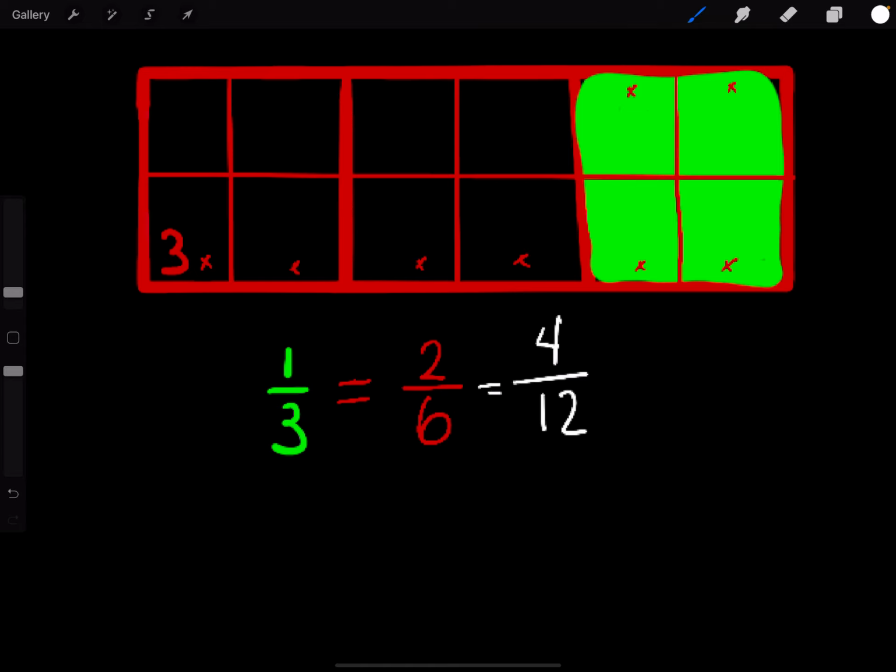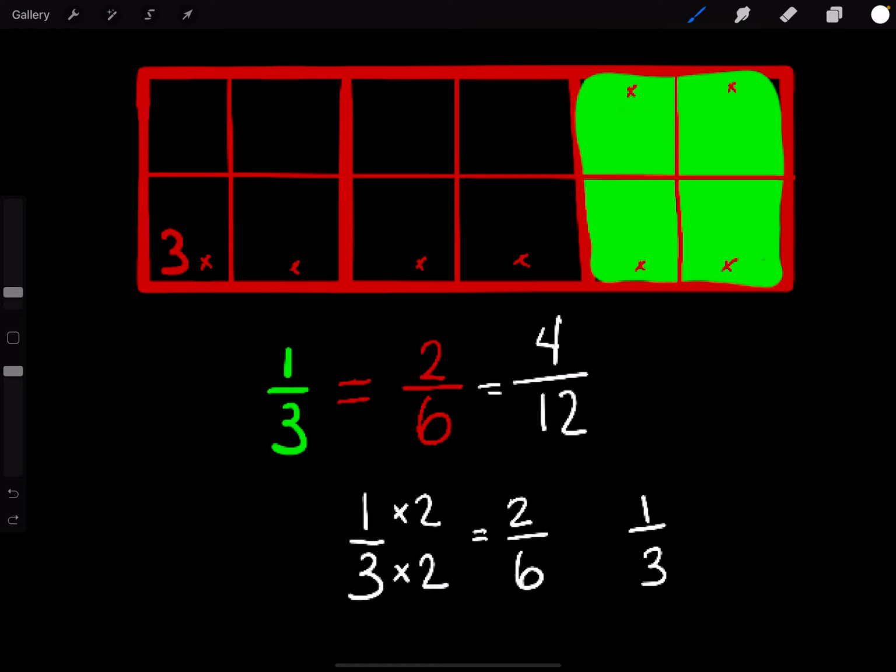You can also multiply the numerator and denominator of 1/3 by the same number to get the equivalent fraction. So for example, 1 times 2, and whatever we do to the numerator, we have to do to the denominator, and 3 times 2 would equal 2/6. So 2/6 is 2 times as many as 1/3. Now if we do the other one, which is 1/3, we're multiplying it by 4.